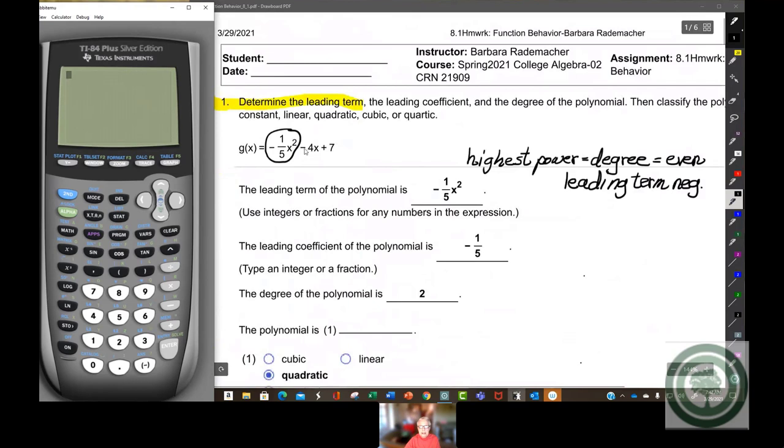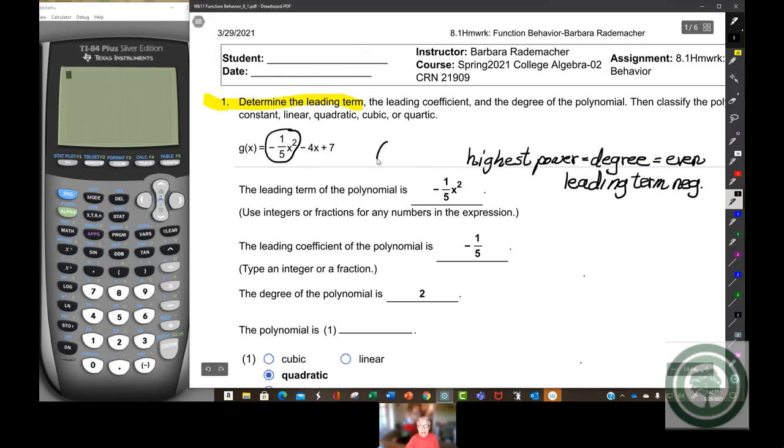The first problem we dealt with has an even degree. In fact, it's squared. And a negative leading term. So you know immediately, you don't even have to put it in the graphing calculator. You want to know immediately that the end behavior of this is going to be down on the left and down on the right.